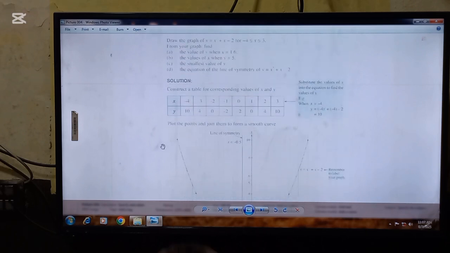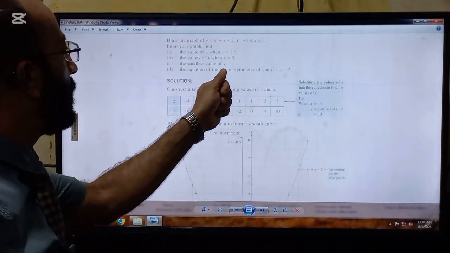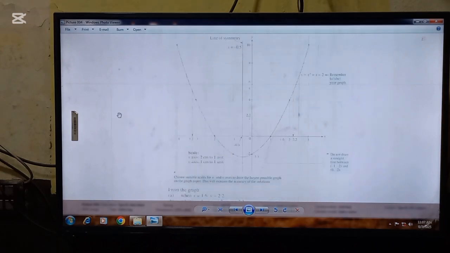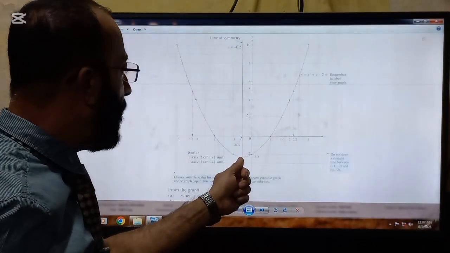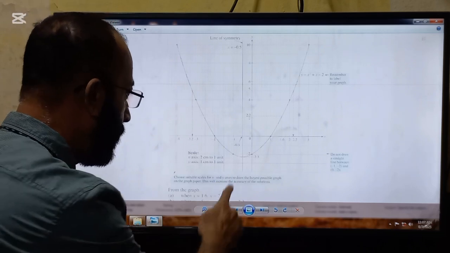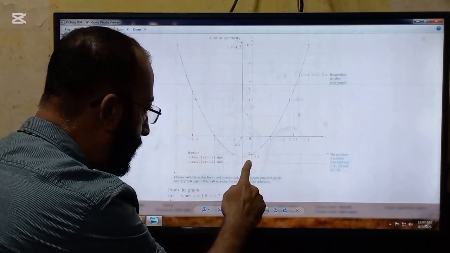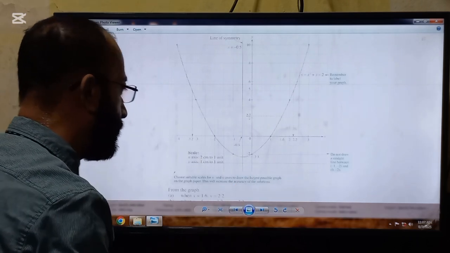The next requirement is the smallest value of y. So the smallest value of y will be at the minimum point of the curve. So this is the minimum point of the curve at which y is minus 2.3.